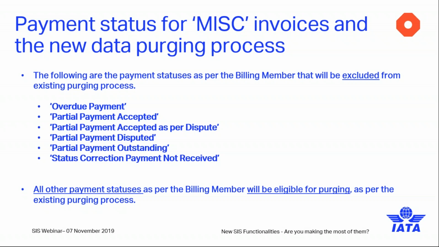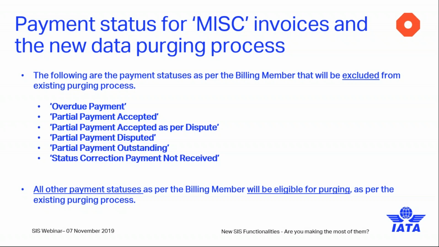All other payment statuses, as per the billing member, will be eligible for purging as per the existing purge process, which is 12 months. In other words, all invoices will be purged as per the normal process after the 12 months, unless they are updated with one of these 6 payment statuses by your billing member.